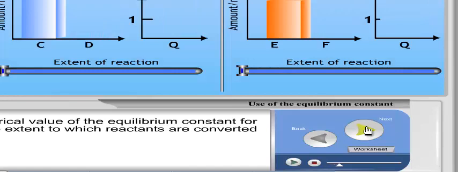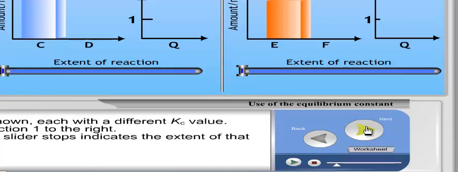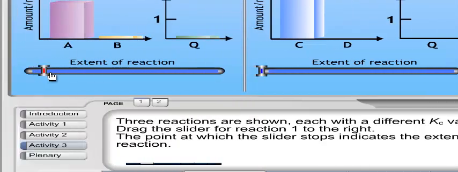We can use the numerical value of the equilibrium constant for a reaction to judge the extent to which reactants are converted into products. 3 reactions are shown, each with a different Kc value. Drag the slider for reaction 1 to the right. The point at which the slider stops indicates the extent of that reaction.